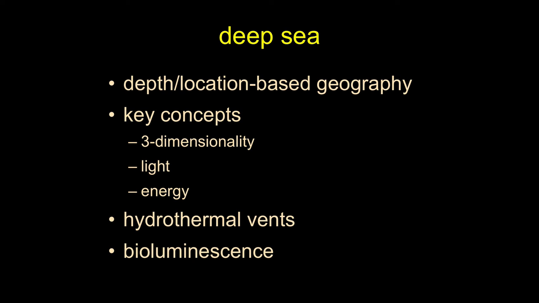So as a quick recap of today, I gave you those examples of the depth and location-based geography and then description of critters. These three key concepts we've gone back to several times, this notion of three-dimensionality. A lot of these critters down there, these blobfish, have these weird shapes because they're not constrained by gravity. They're in three-dimensional space. They're oftentimes never encountering an edge, so they don't have to worry about that. We saw that tripod fish with the three legs, the fins modified into essentially walking appendages. That would never work on land. So that three-dimensionality is important.